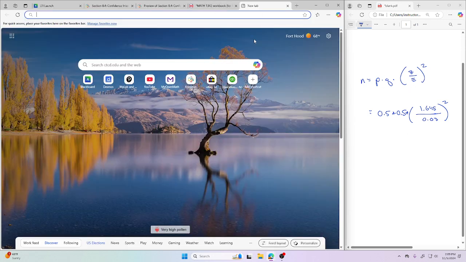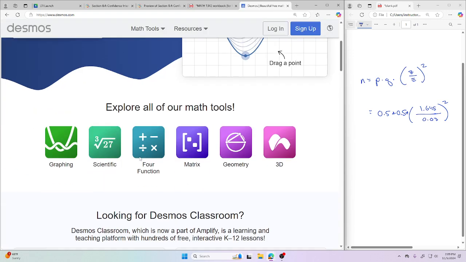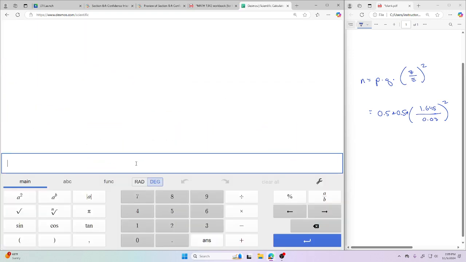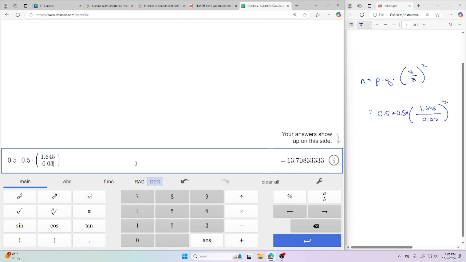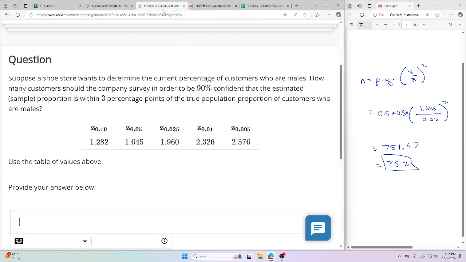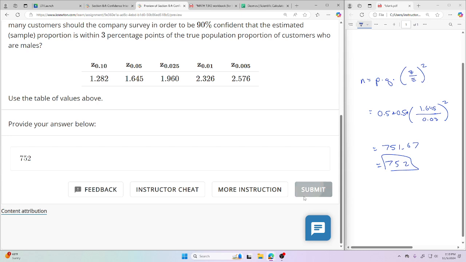Yeah, I need to get some calculator out. 1.645, 0.03, all squared. And we're going to round up. 751.67. Well, I guess that would round anyways. Okay, awesome. 752. Let's try it out. Here we go. 752. Hit it.